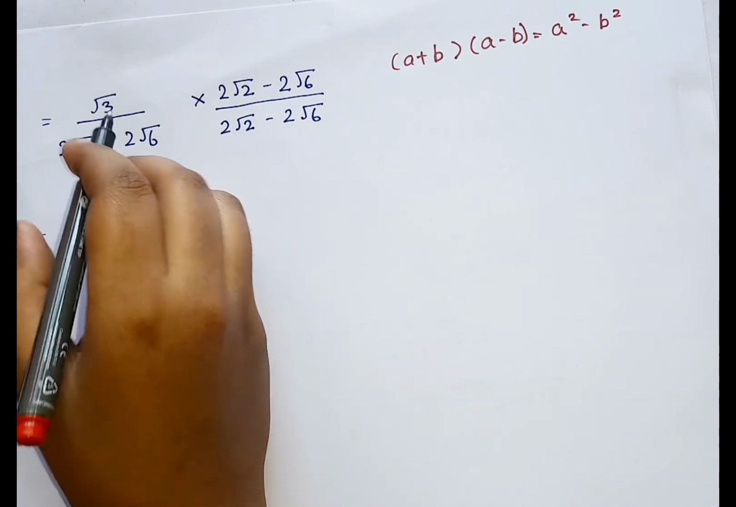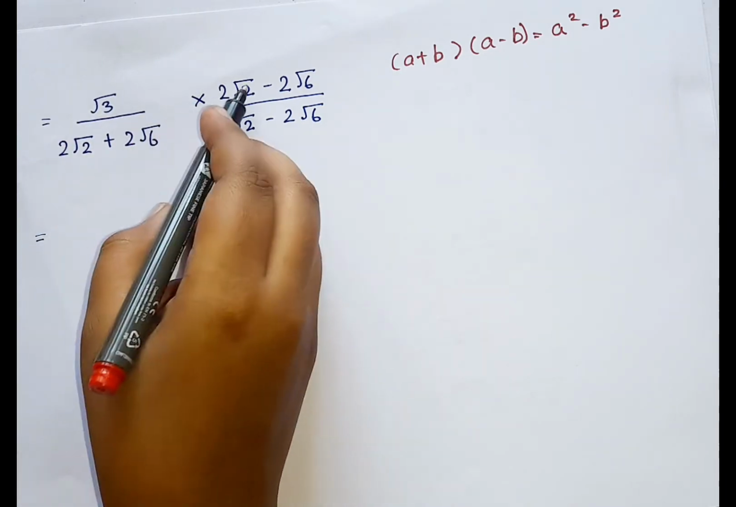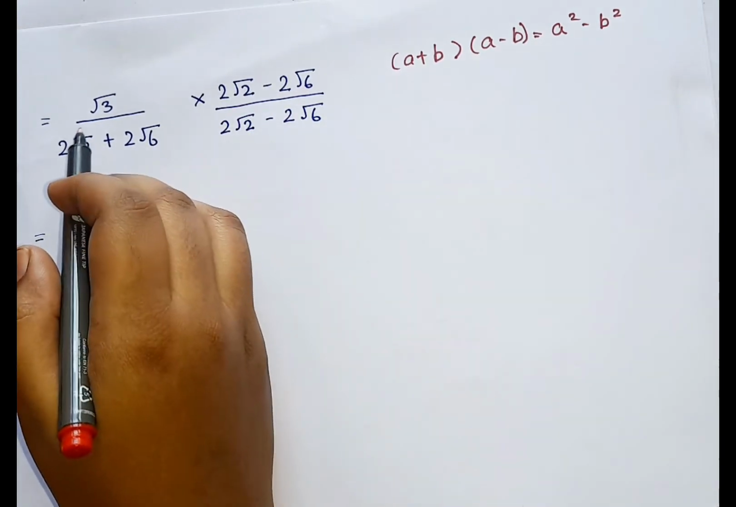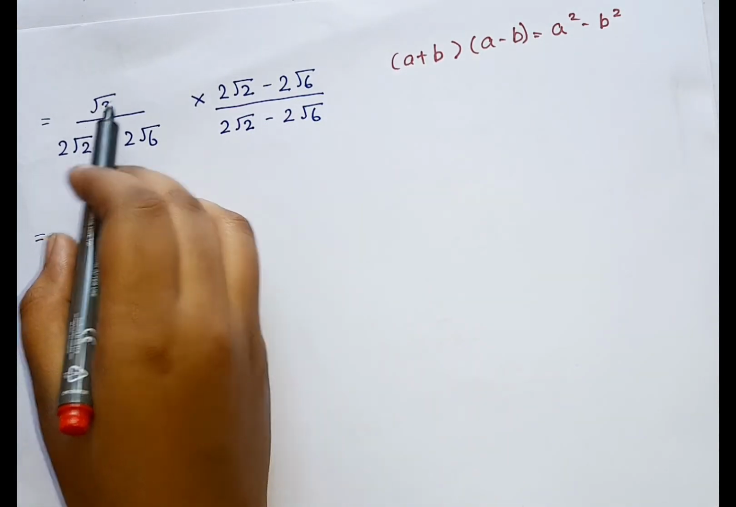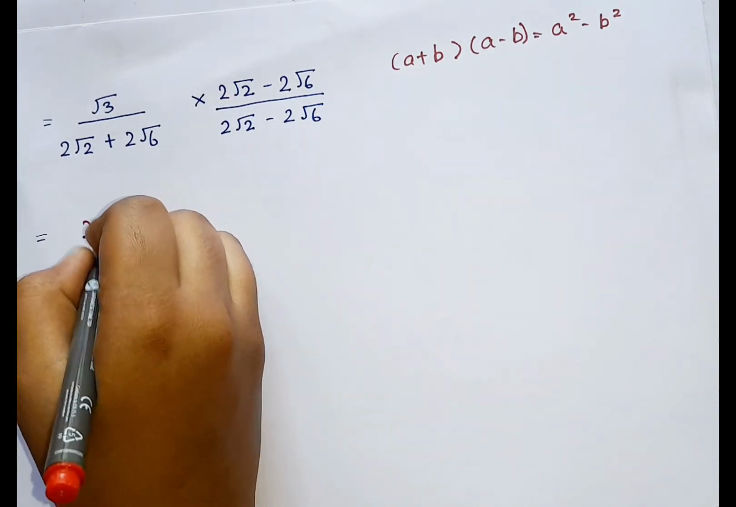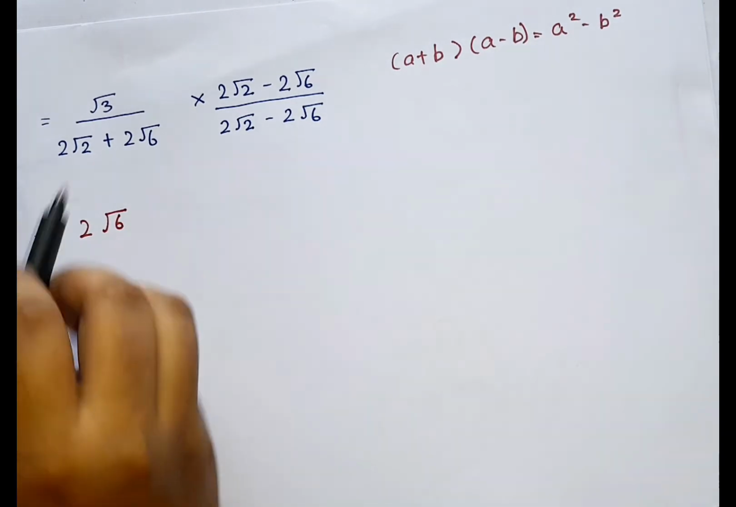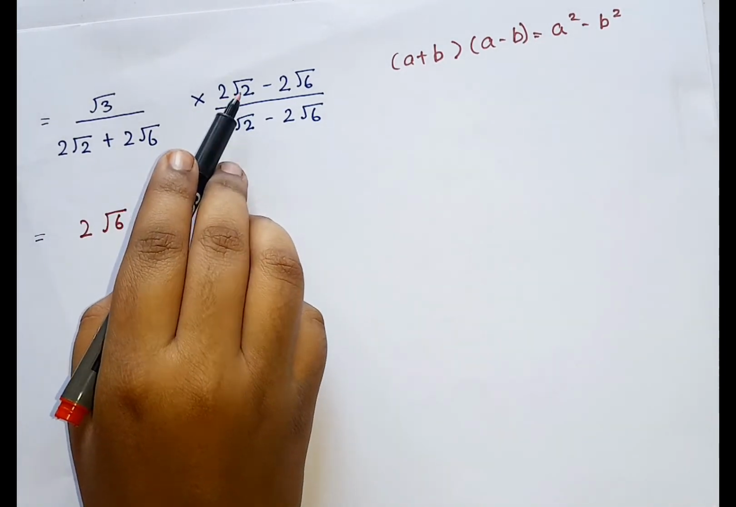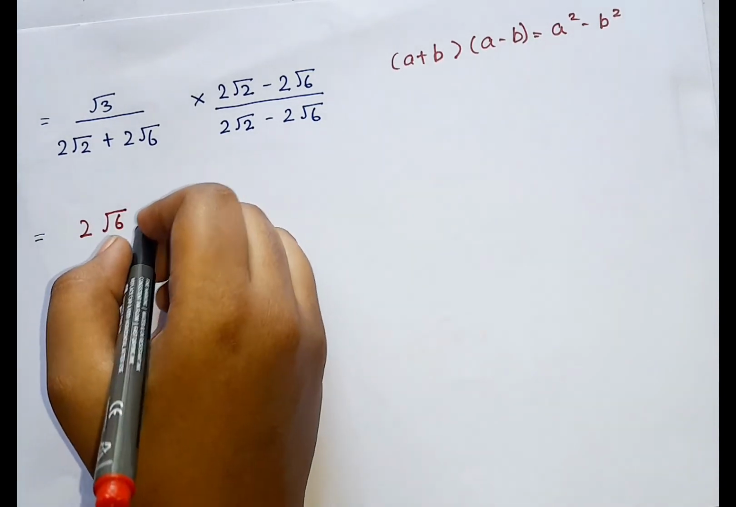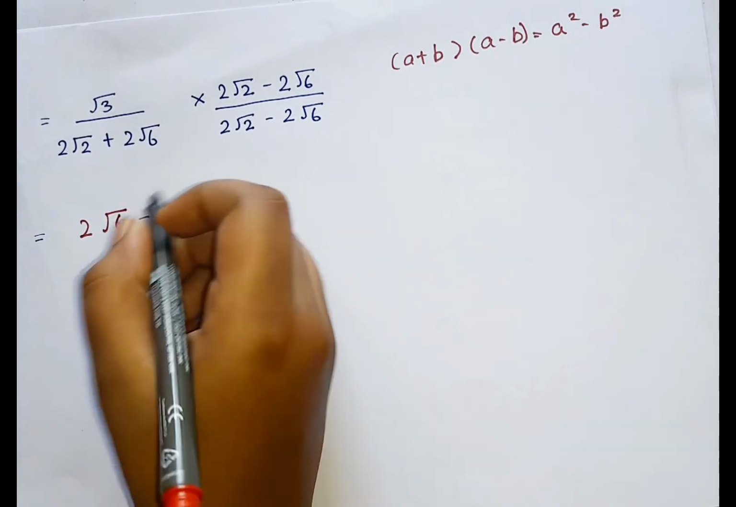So now we can actually multiply root 3 into 2 root 2 minus 2 root 6. First, root 3 into 2 root 2, what is the value? The answer is going to be 2 root 6, because root 3 into root 2 is root 6. Here I had this 2, I just wrote it as it is, and then we have minus.